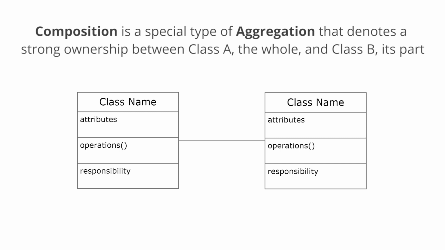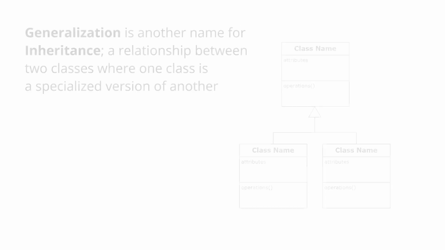Composition is a special type of aggregation that denotes a strong ownership between class A, the whole, and class B, its part. Illustrate composition with a filled diamond. Use a hollow diamond to represent a simple aggregation relationship in which the whole class plays a more important role than the part class, but the two classes are not dependent on each other. The diamond ends in both composition and aggregation relationships point toward the whole class.